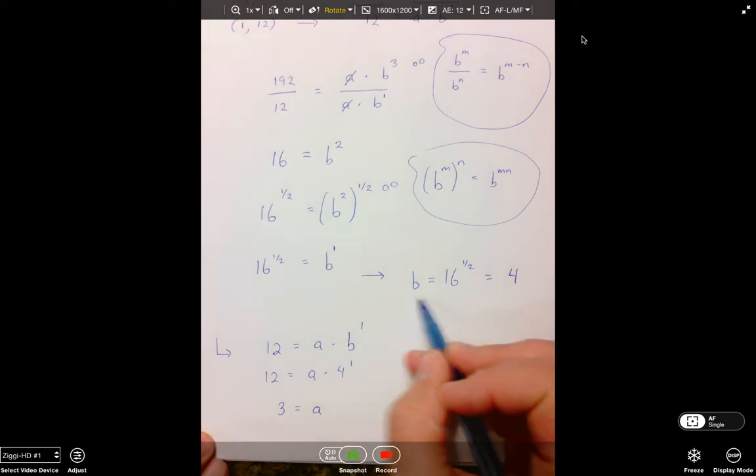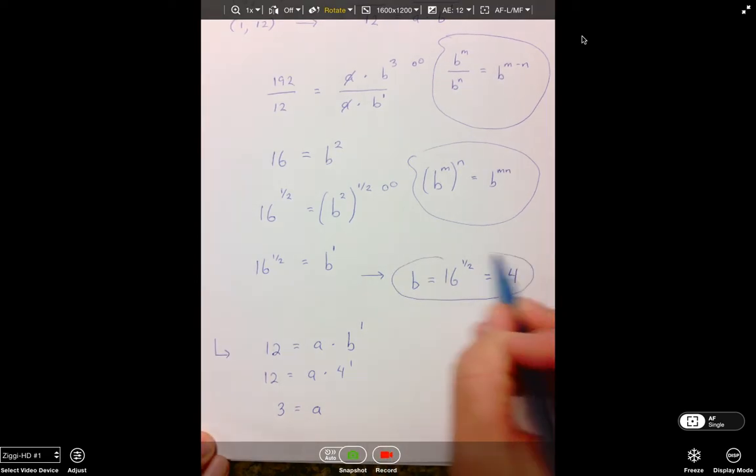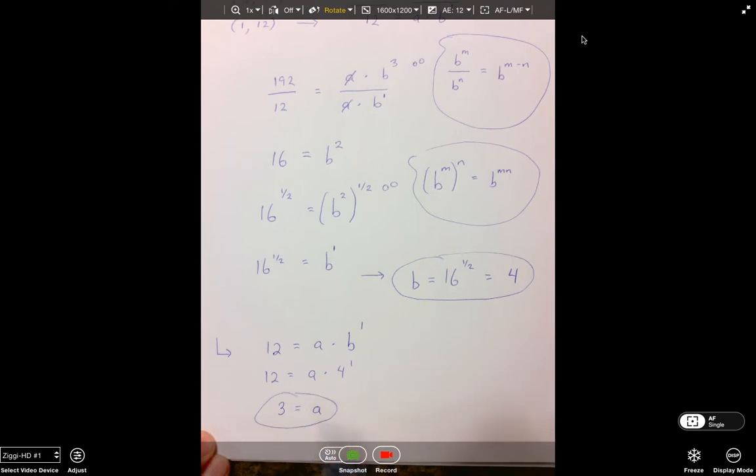So guys, take in consideration that I know my b is equal to 4. I know my a is equal to 3. I have, back to the form of y equals a times b^x, my function is y equal 3 times 4 raised to the x power.